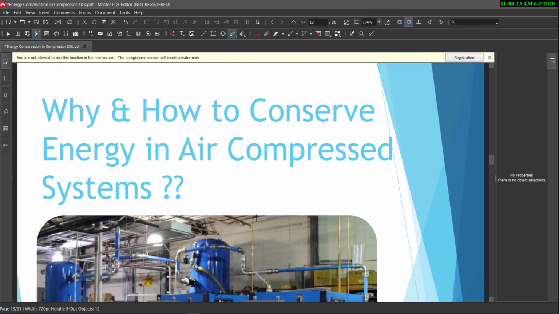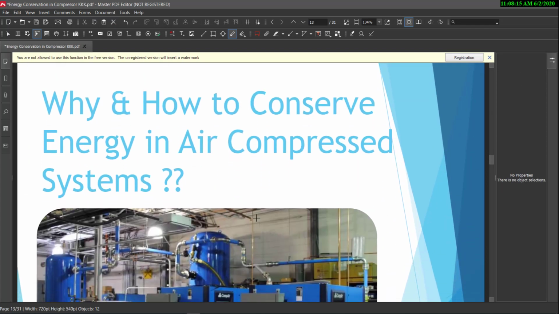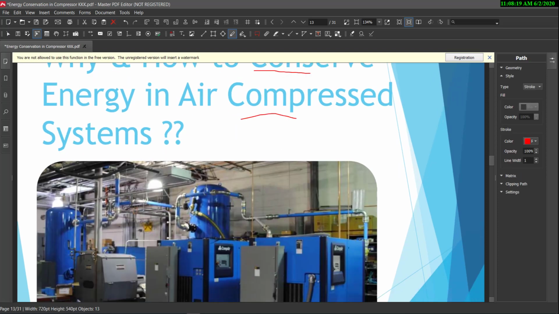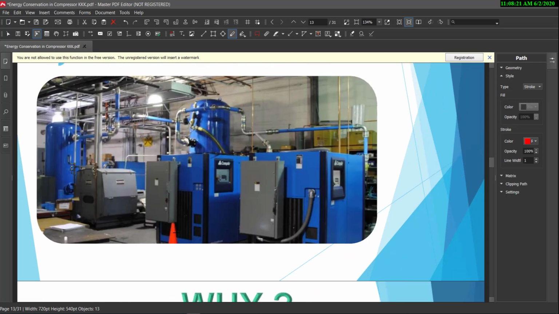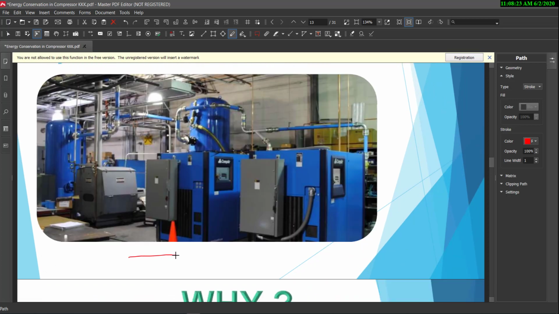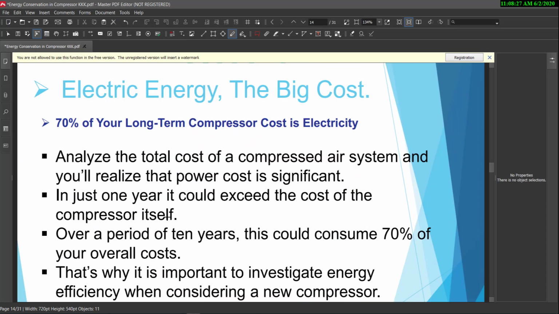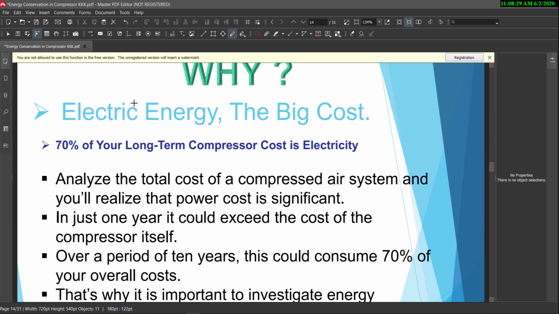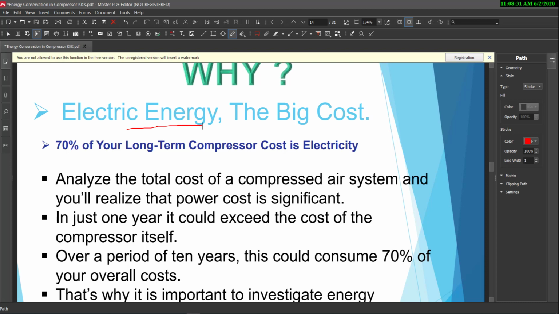during the practical purpose. And we will see how and why to conserve energy in air compressed systems. This is the basic air compressed system that is available in industries or any large scale industries. Any device that is operating under power is a major consumer of electric energy. That is a big cost, and it is one of the major factors that is considered.